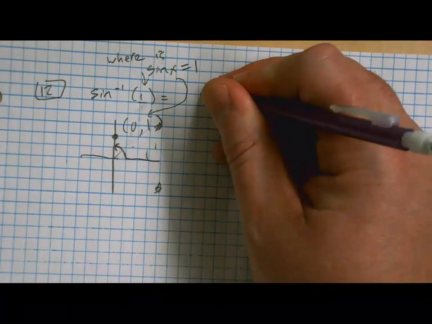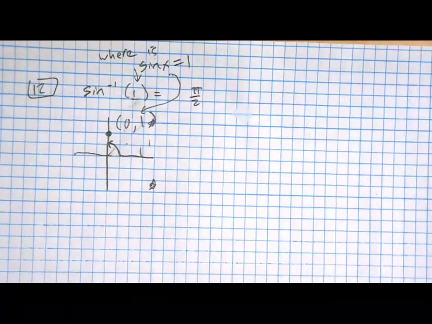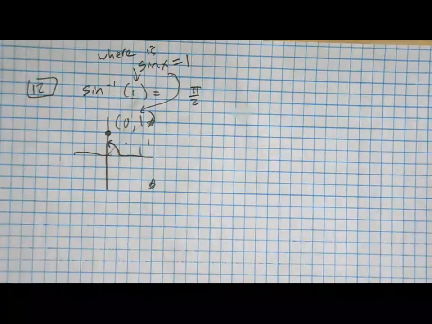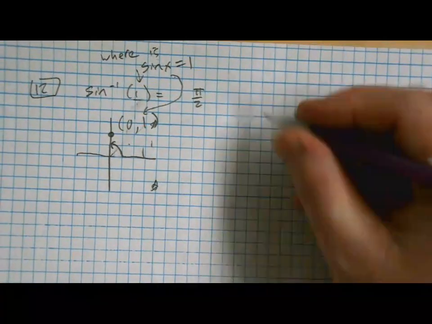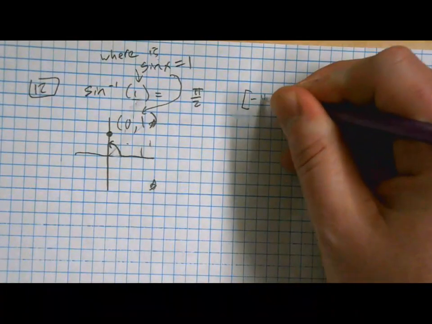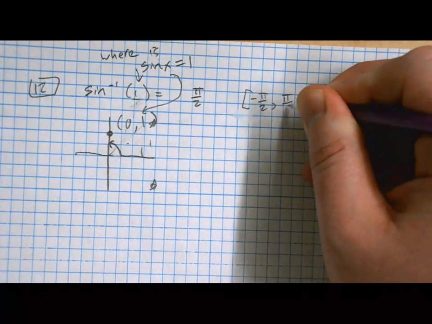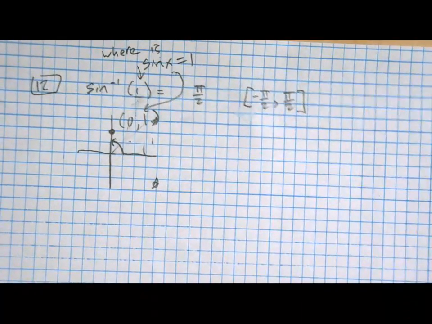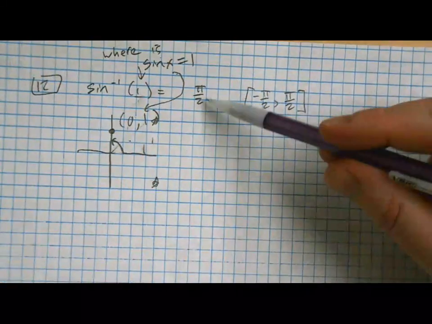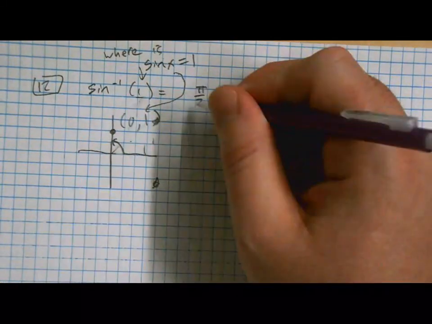And just remind me, is pi over 2 a legal answer for inverse sine? Inverse sine can give us answers between negative pi over 2 and positive pi over 2 inclusive. So because of the square brackets, this is okay. So number 12 would be pi over 2.